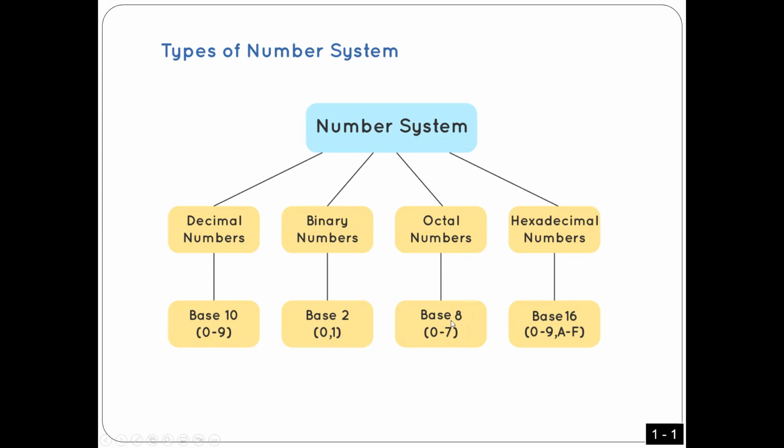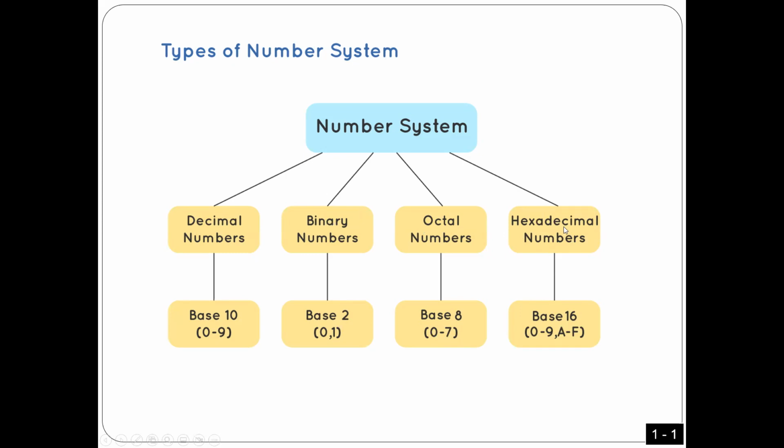We have also octal number. Octal number, the base is 8. So that means we have here 8 digits from 0 to 7. So any number can be represented using these 8 digits, okay? By the way, octal means 8, right? Binary means 2. So decimal, I think, means 10. So it's referring to the base.